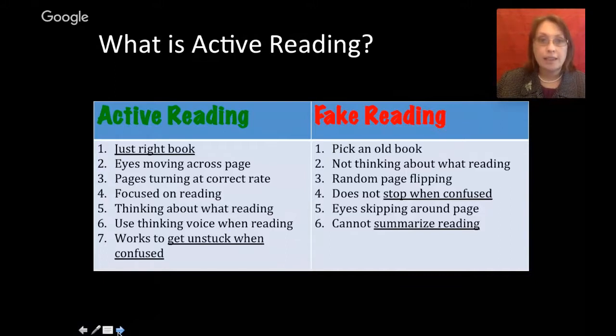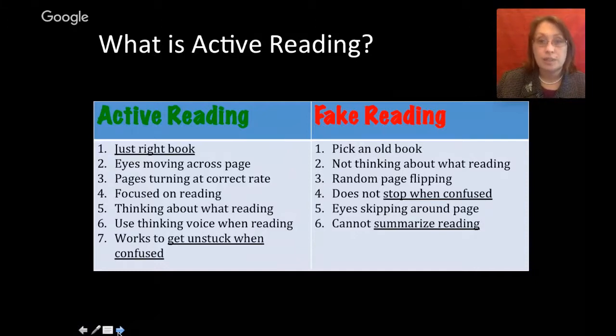First of all, what is active reading? Well, there's two different kinds of reading. There's active reading and there's fake reading. Active reading is where you have a just right book, a book that is just right for your reading level. Your eyes are moving across the page, pages are turning at a correct rate, you're focused on reading, you're thinking about what you're reading. You use thinking voice when reading, which means there's a voice that you hear telling you this story in your mind. And you work to get unstuck when you're confused.